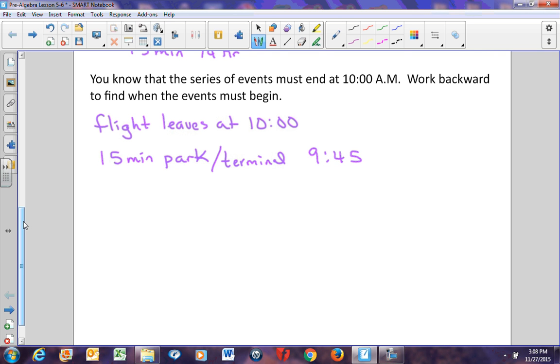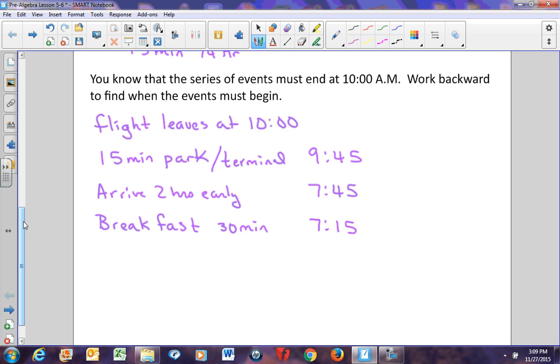Okay. I know I have to arrive at the airport 2 hours early. So from 9:45 we'll subtract 2. That becomes 7:45. I know breakfast is going to take me half an hour, so I'm going to subtract 30 minutes from this. That puts me at 7:15.